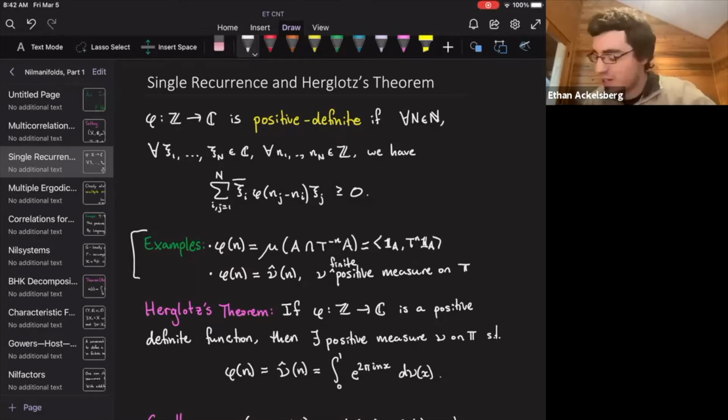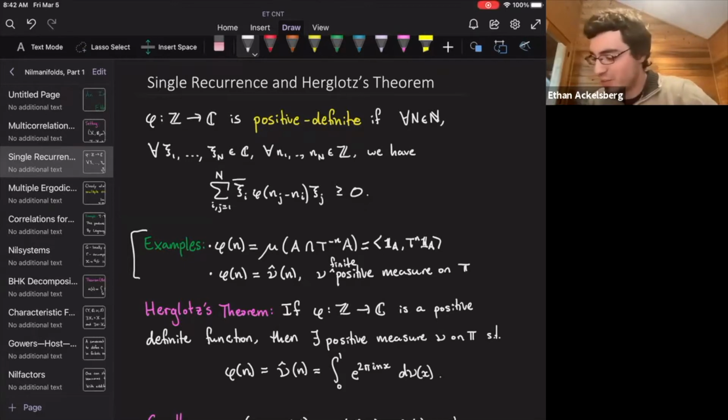And why does this help to know that this correlation sequence is positive? Well, we have Herglotz's theorem, which says that actually every positive definite sequence is just the Fourier transform of some measure. And this is extremely useful. I use it all the time for trying to do things in ergodic theory. But it's not so surprising.